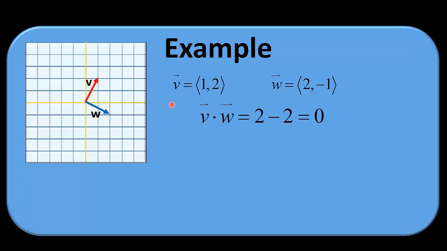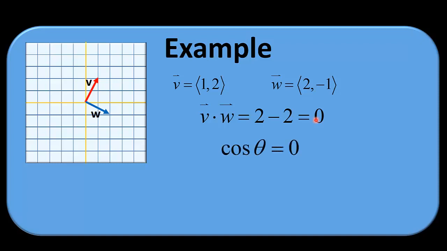Now let's get the dot product. We have 1 times 2, plus 2 times negative 1, which is 0. Notice, for these perpendicular vectors, let's call them orthogonal. When we're talking about vectors, a lot of times, instead of saying perpendicular, we'll say orthogonal. These orthogonal vectors have a dot product of 0.